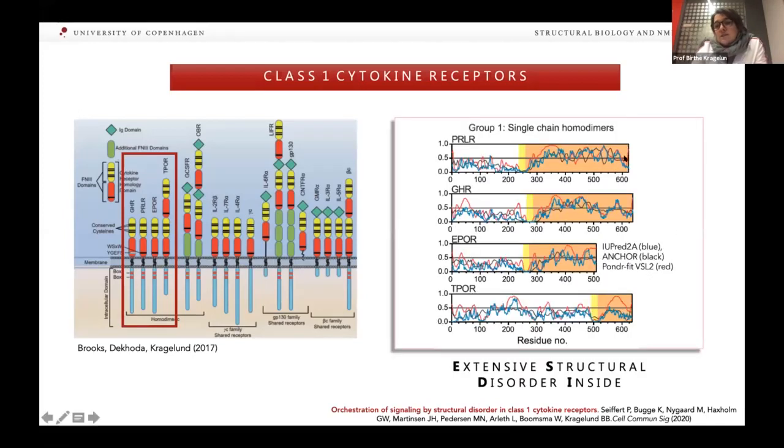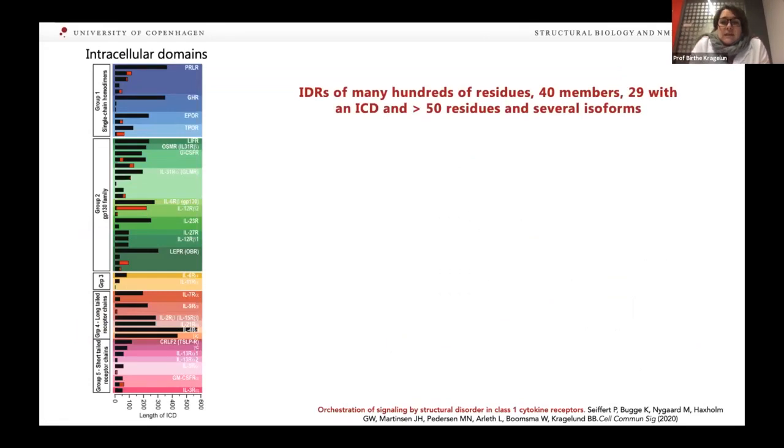When we do the predictions here using two different predictors, we can see that we have a folded domain on the outside, and then on the inside, we have a large domain of more than 300 residues that are predicted to be disordered. So is this really true? Is there extensive structural disorder on the inside of these receptors? Well, if you look at all these receptors, there are 40 members, and they have many different isoforms. Some of these have up to 5 different isoforms and extensive changes in sequence depending on the isoform. So how much do we know about these intracellular domains?